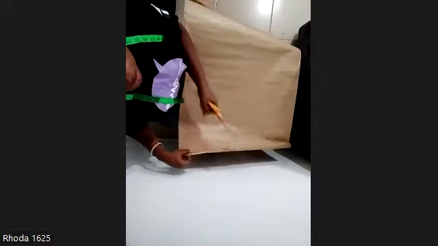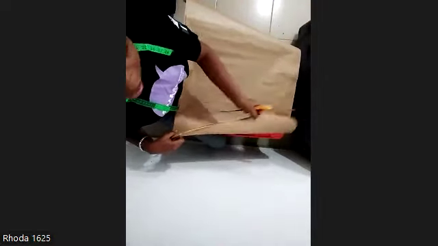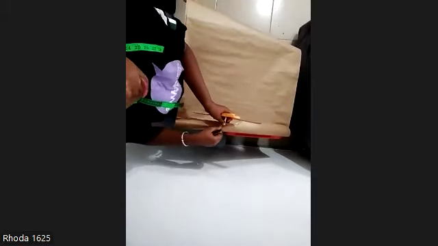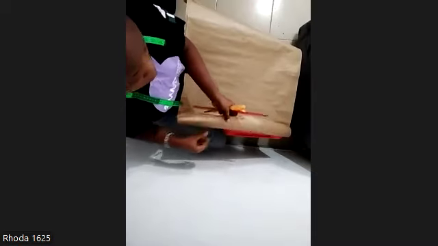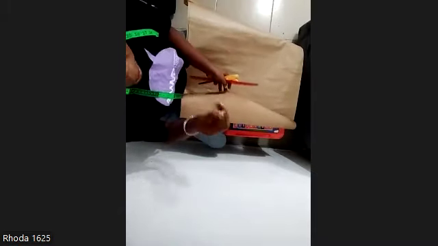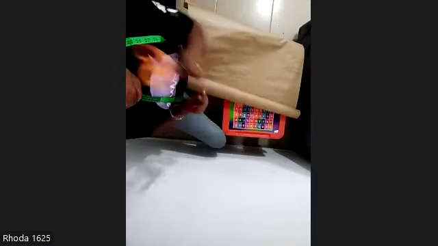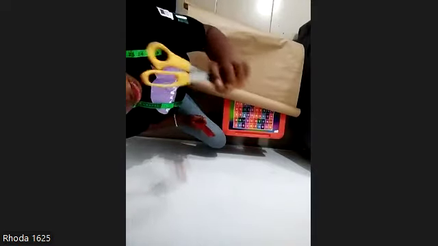So what are the tools that we need? We need our pattern paper, a brown paper. It could be a brown paper, it could also be a white paper, any kind of paper whatsoever, as long as you are able to transfer it to a fabric. So I have a brown paper here. I have my pencil, my ruler and my paper scissors.